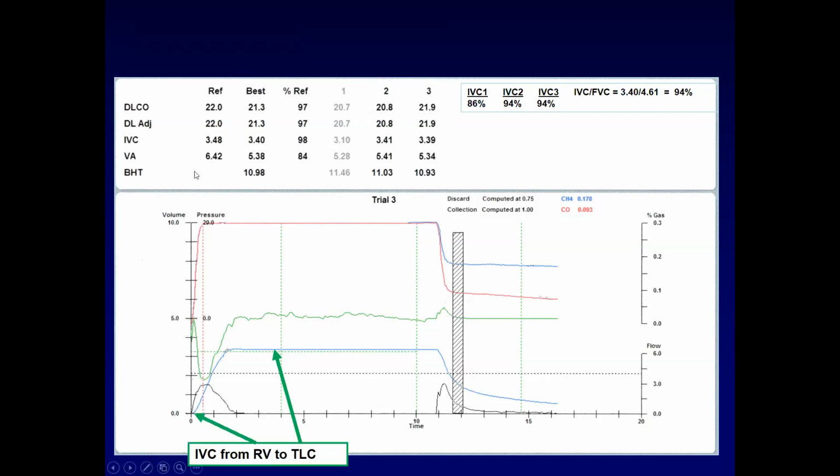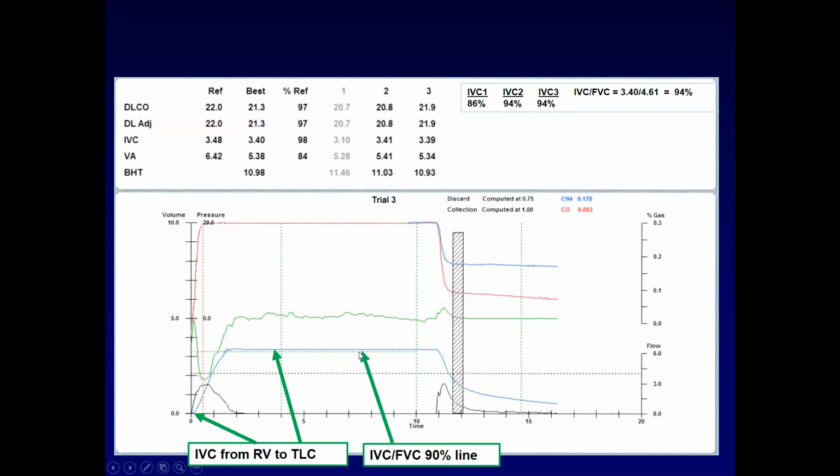The second piece of information you're going to see is this blue line down at the bottom here. This is the inspiratory vital capacity that occurs from residual volume when the patient is asked to take a big deep breath in to their total lung capacity. And just underneath this blue line is this dotted green line.